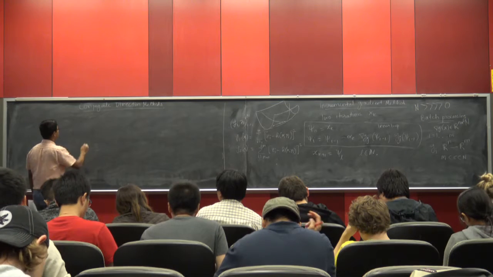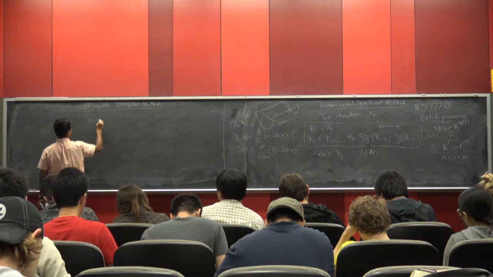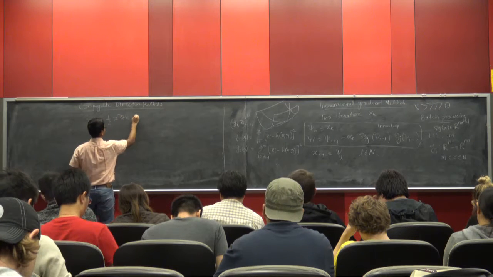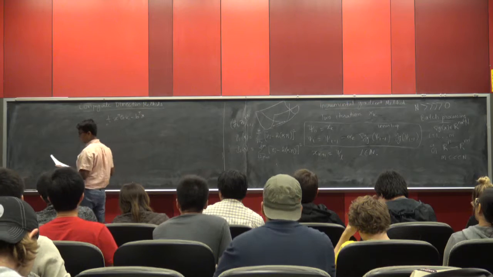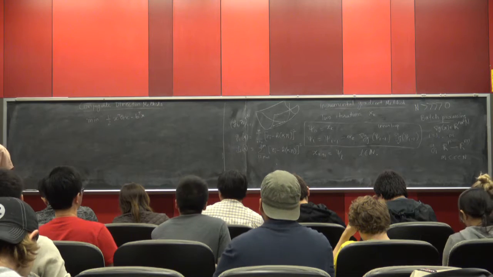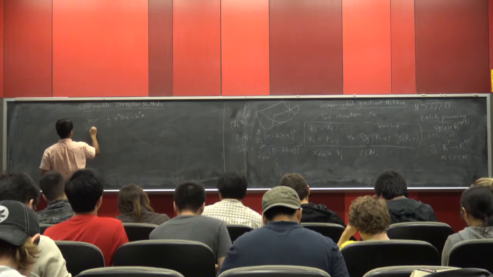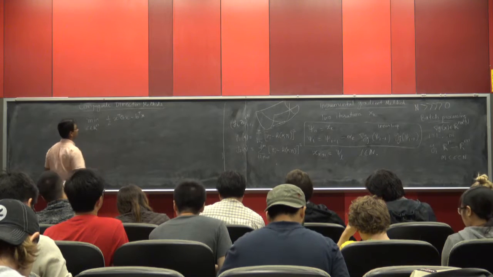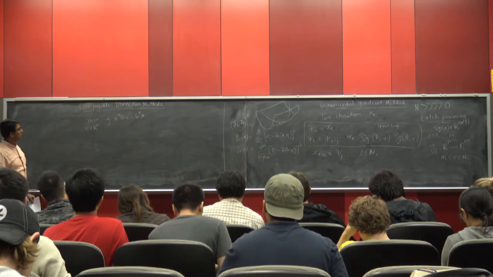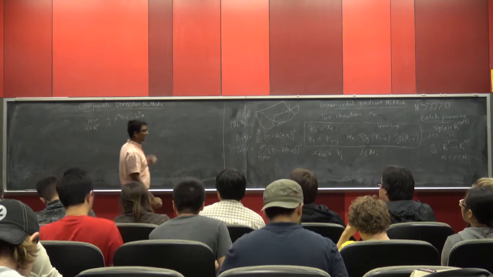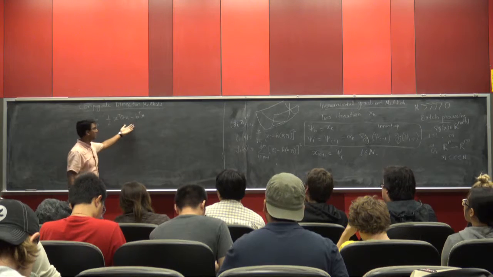And here is the idea. I want to minimize half x transpose Qx minus b transpose x, where x is in Rn. What's the big deal here? What's the solution to this optimization problem? What is x star?